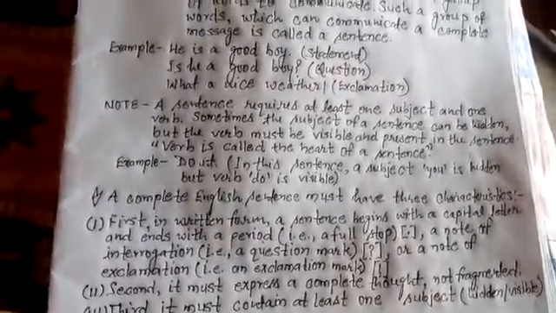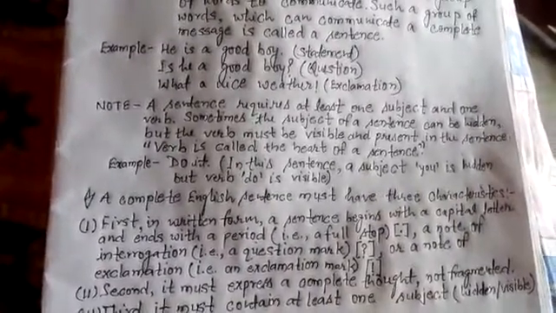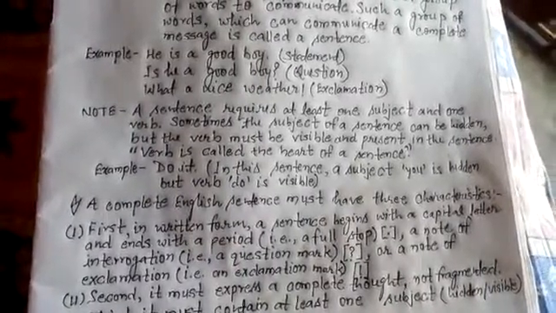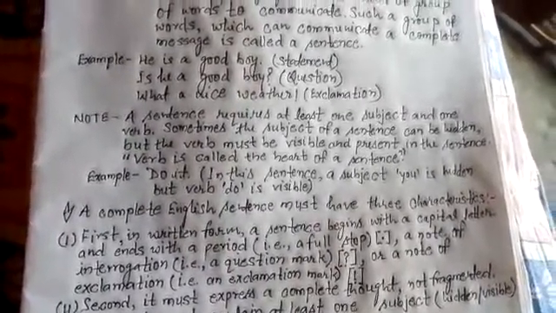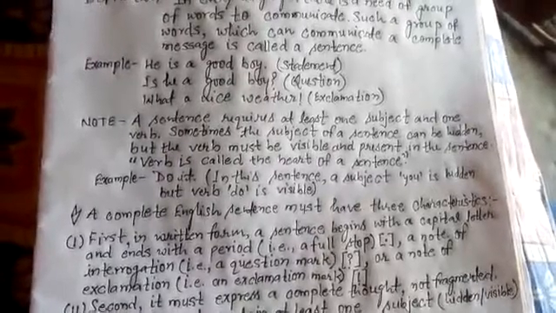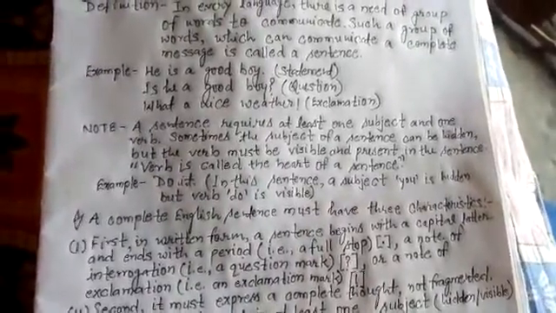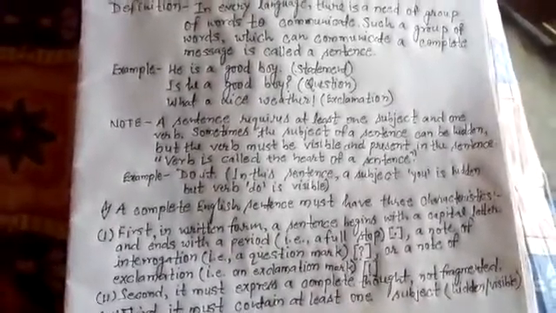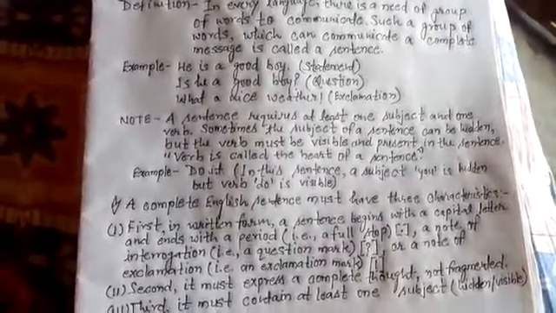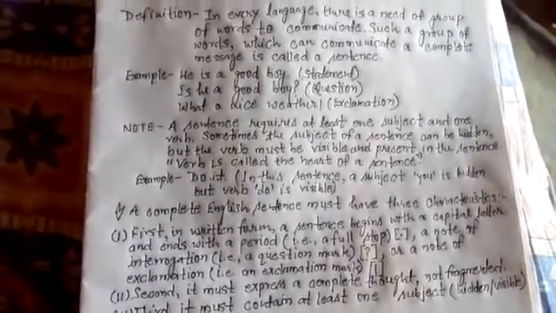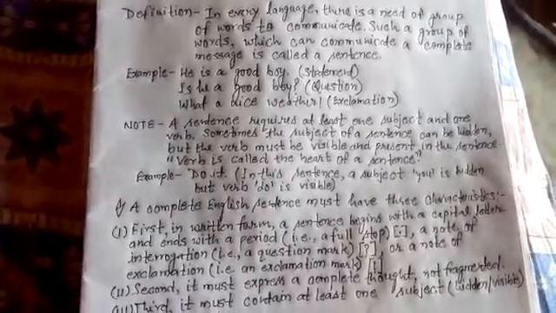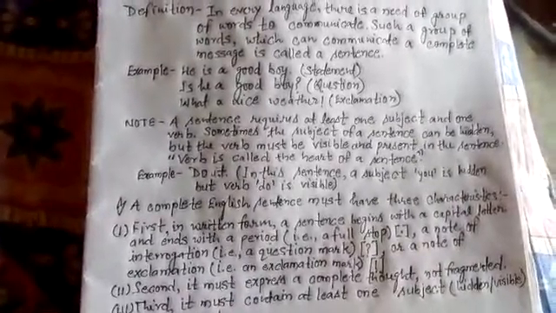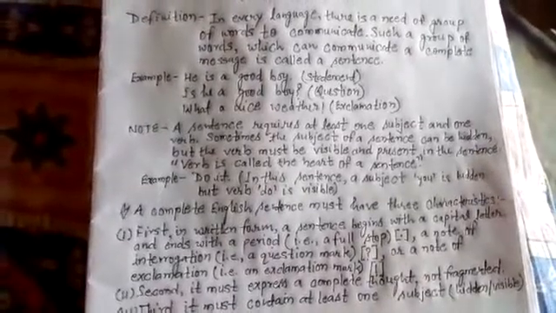Let's see. Number one: in written form, a sentence begins with a capital letter and ends with a period, that is a full stop, also known as full stop. Here you can see I.E. I want to brief you something about it.